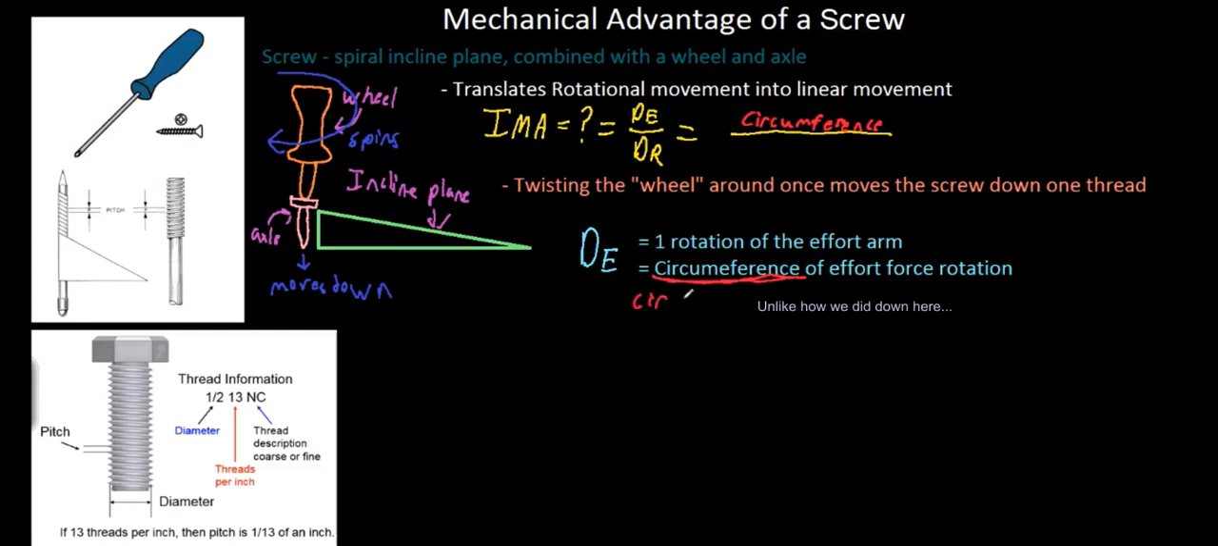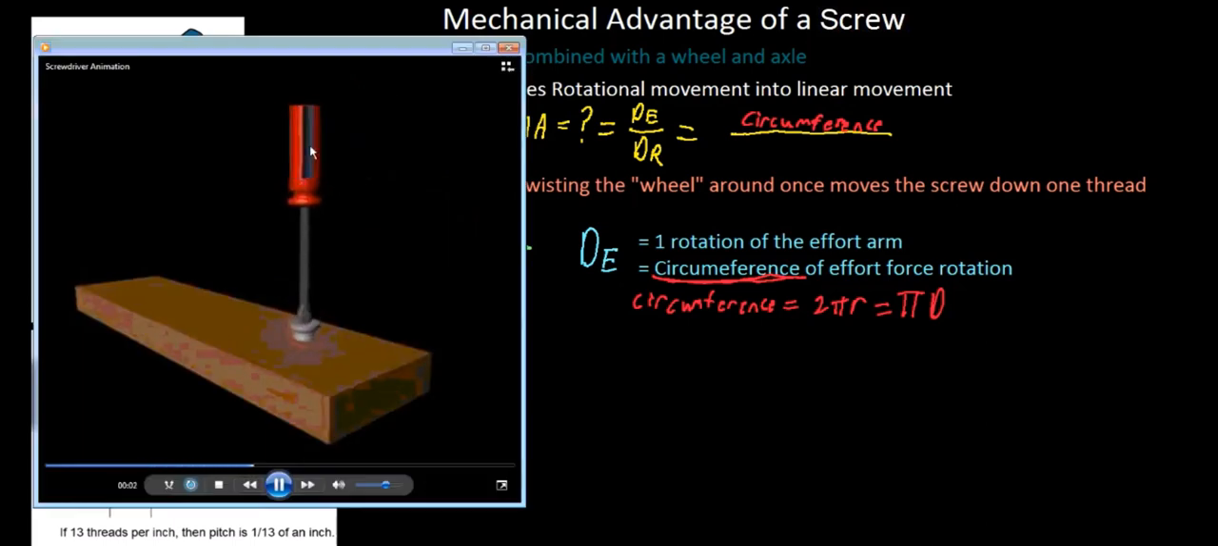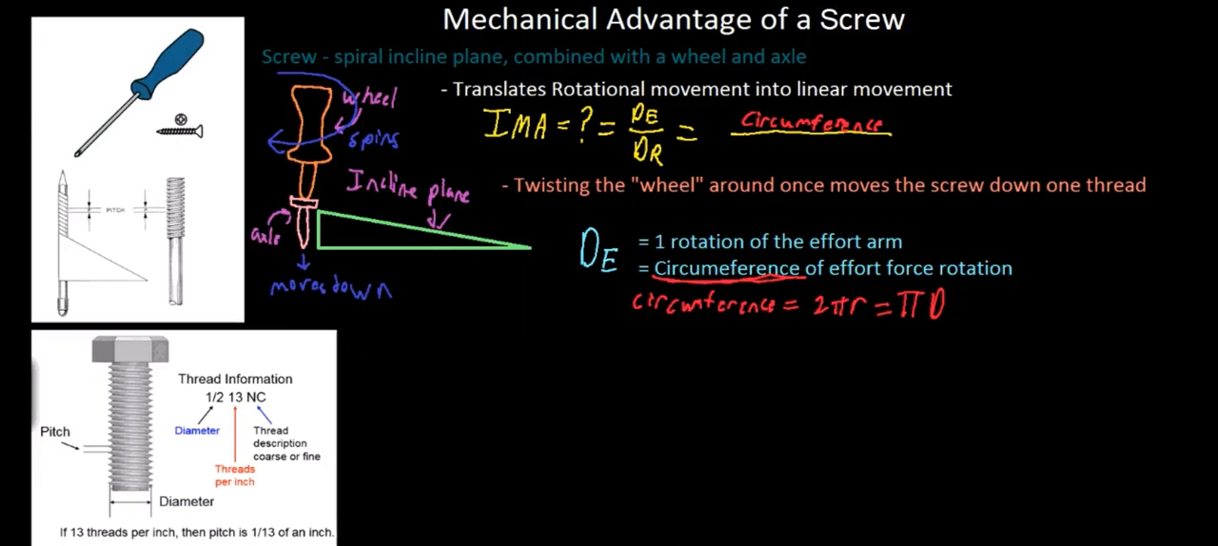And of course, the formula for circumference is just 2 pi r. Or another way to write it is pi times diameter, because 2 times r is just the diameter. And so that makes sense, though. The circumference is the spinning of that wheel. That's my effort distance. And then my distance resistance would be how far the screw is actually traveling every one rotation.